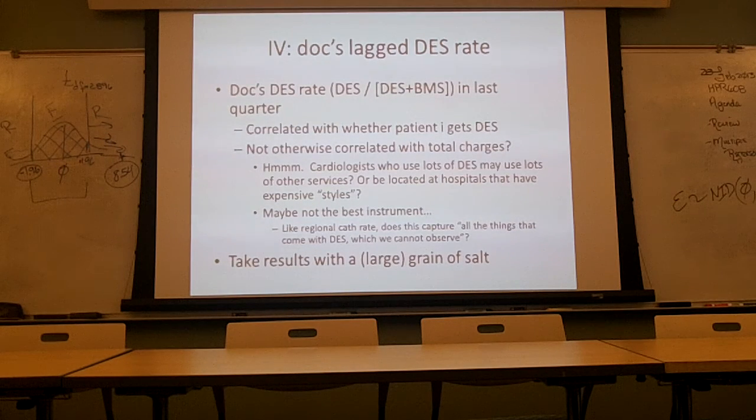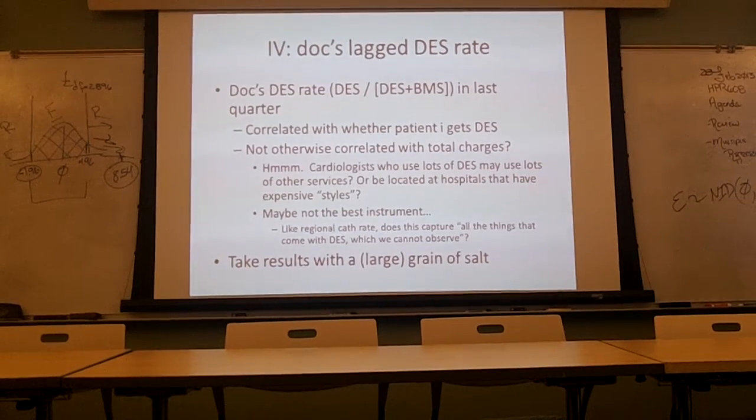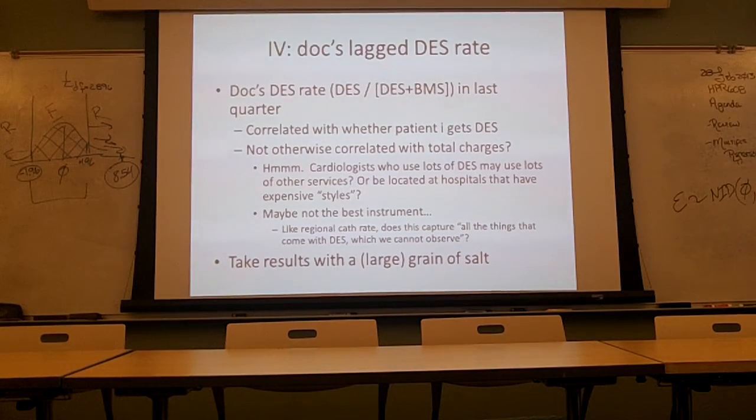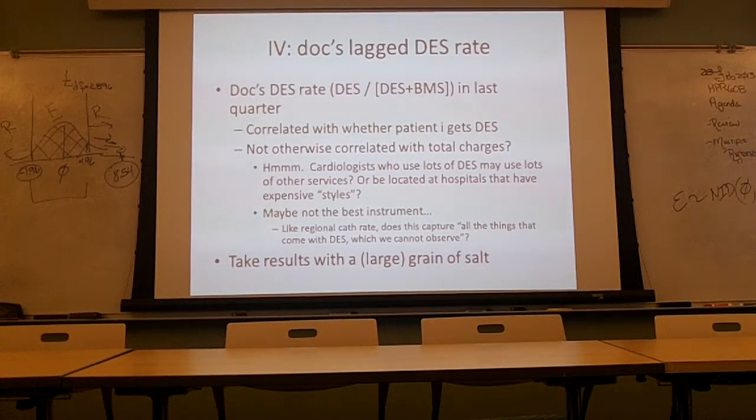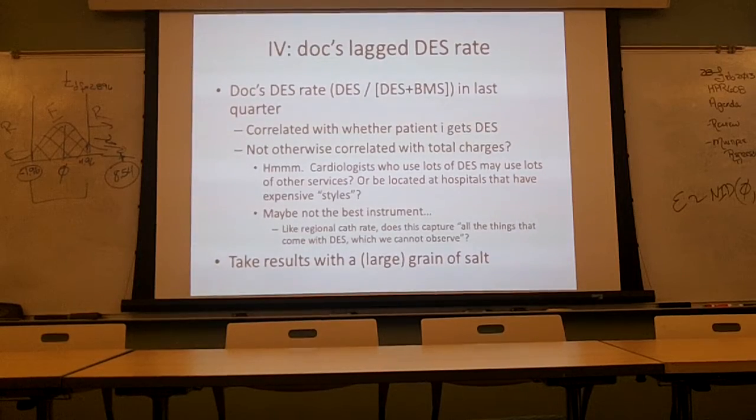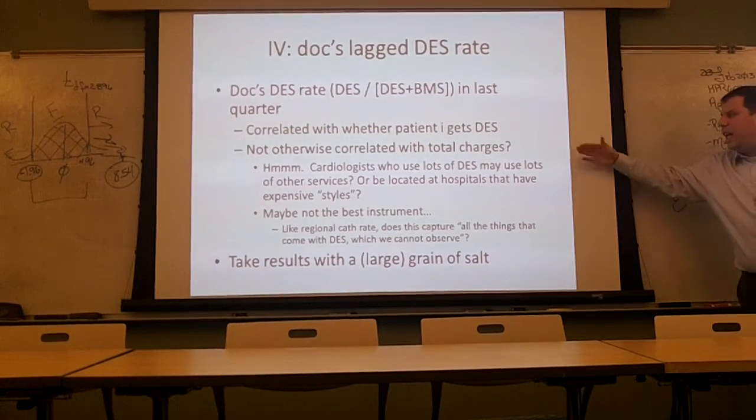So here's the problem. Docs who use drug-eluting stents may also do other intensive things that lead both to whether you get a drug-eluting stent and to other things that may lead to higher charges. I don't know what they are, but is this a story about drug-eluting stents and related things? Or is it that it has nothing to do with whether you get a drug-eluting stent or not, but the docs who do drug-eluting stents are also docs who treat very intensively? Whatever that means in the context of drug-eluting stents, I don't know.